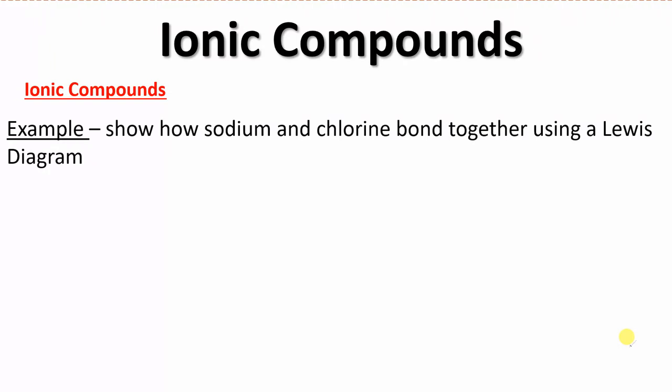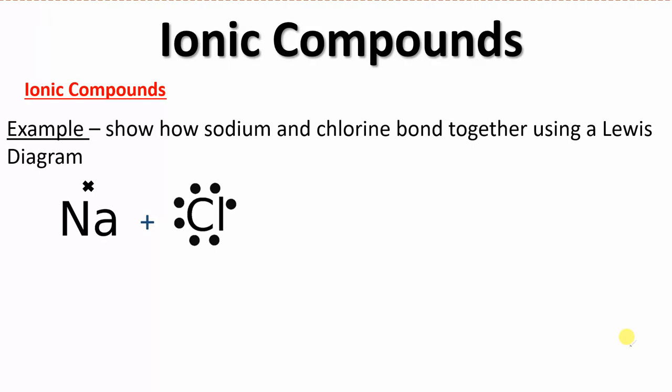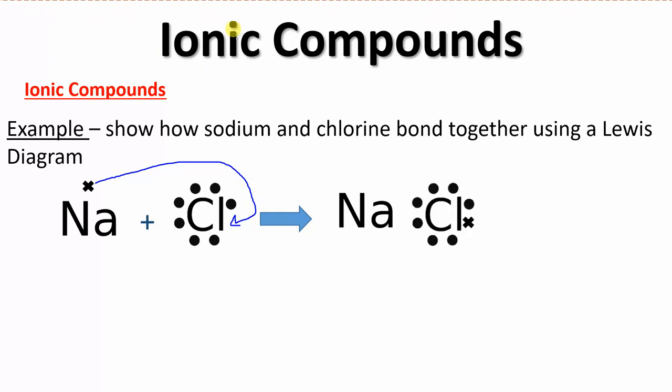So let's go through some examples here. So what happens when we put sodium and chlorine together? Sodium is a group 1, it has 1 valence electron. And chlorine is a group 7, it has 7 valence electrons. So they make a good match because sodium wants to lose that 1 and chlorine wants to gain 1. So what we'll do is we'll draw sodium without any valence electrons because it's lost its 1. And then we've drawn chlorine where it has gained 1.